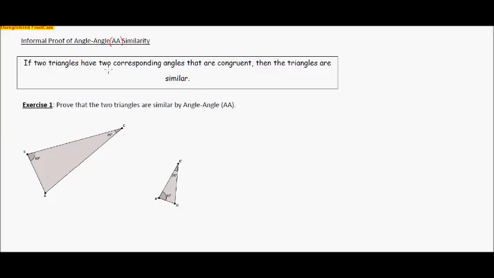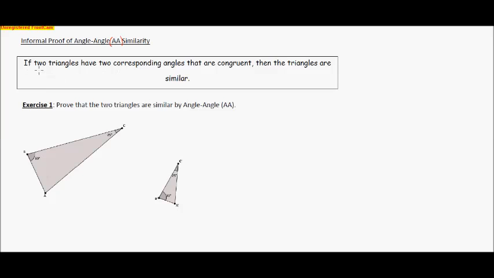If you take a look at the box right below the title on your note packet, it says, if two triangles have two corresponding angles that are congruent, then the triangles are similar. So let's pick apart this sentence and understand what the words are saying, because there's at least one new piece of terminology here that you need to understand.